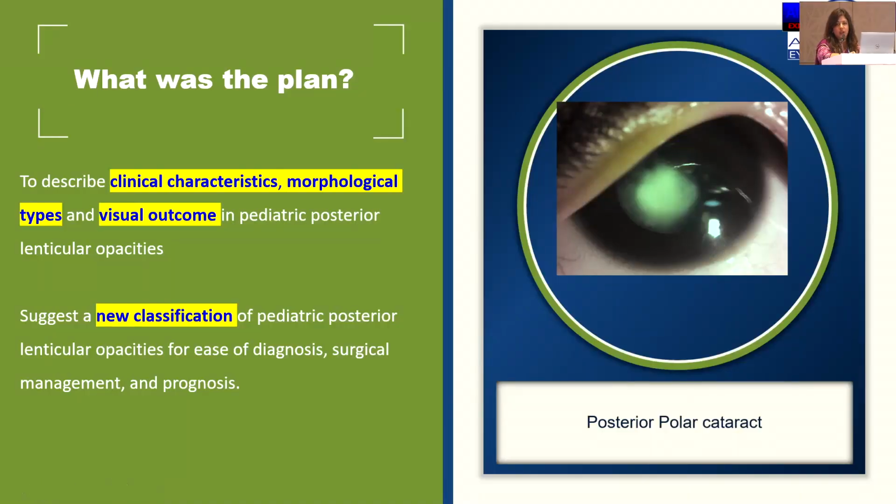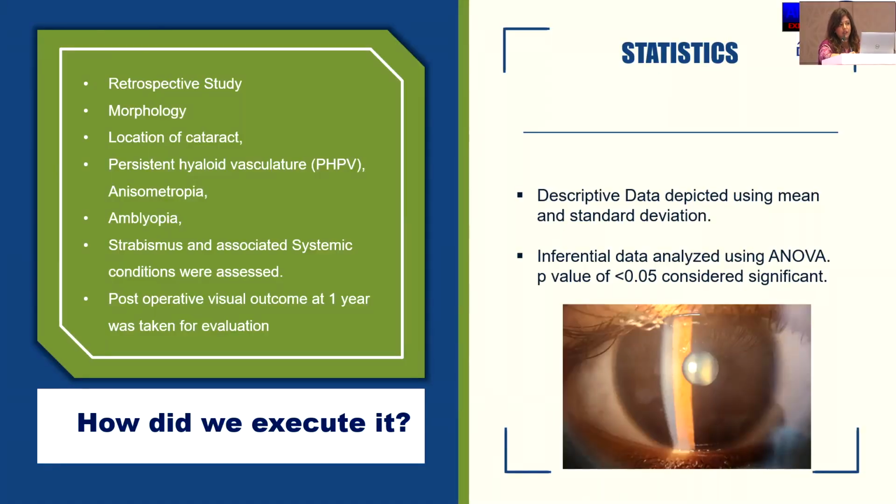A prior study that we conducted over a decade with pediatric cataracts, we found out that pediatric lenticular opacities are having much poorer outcomes. This helped us dwell much in detail into the subtypes of posterior lenticular cataracts. So we wanted to understand the morphological subtypes, visual outcome, and clinical characteristics. And we also intend to suggest a new classification for ease of diagnosis, surgical management, and prognosis. These were the characteristics we studied and the statistics we ran using SPSS software.